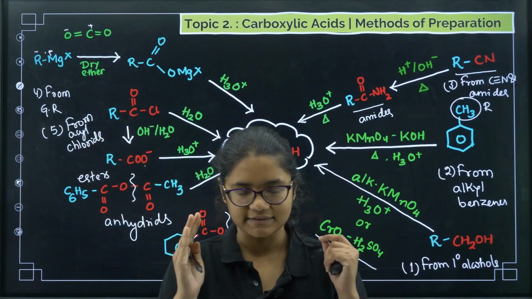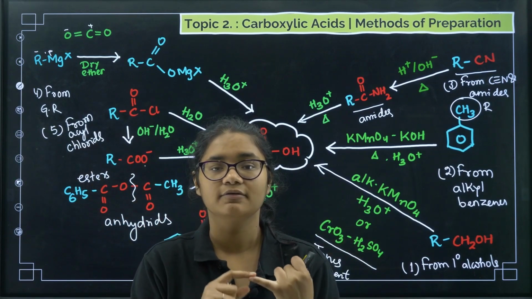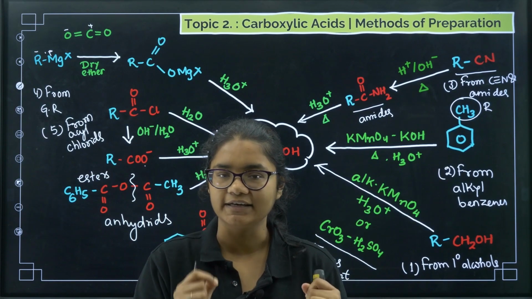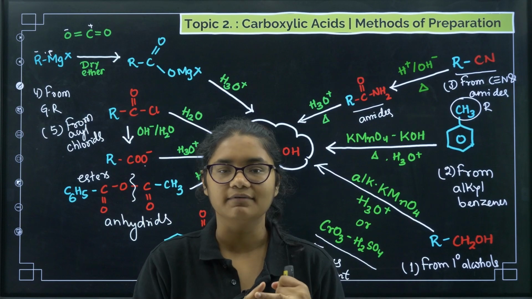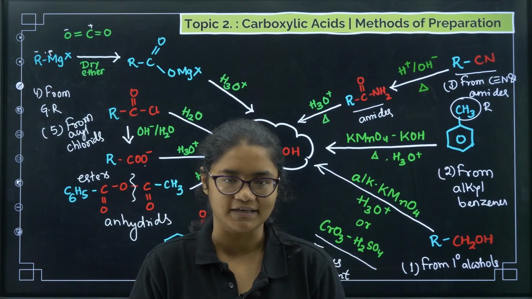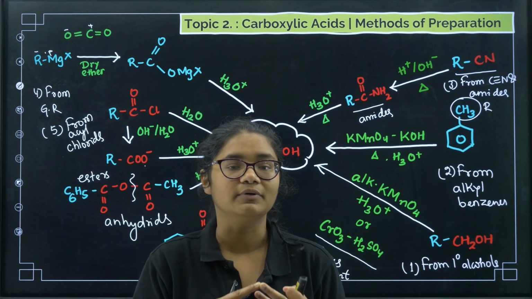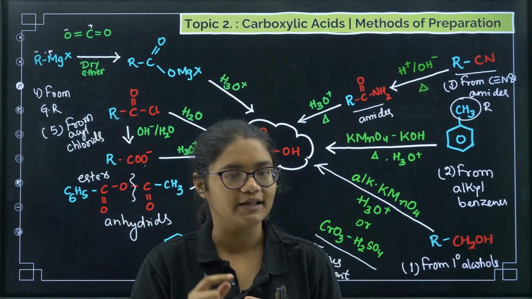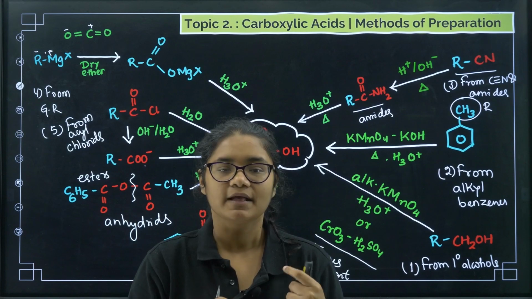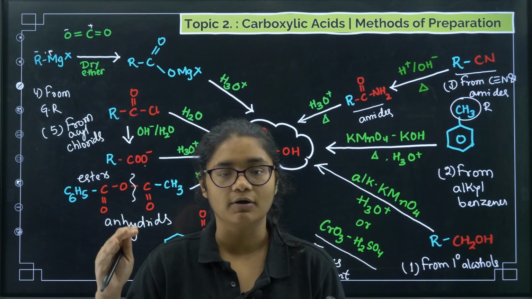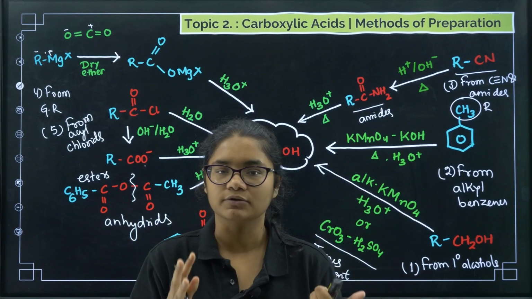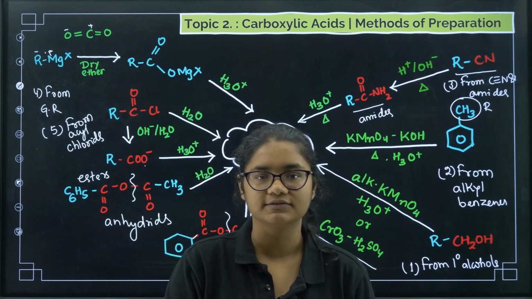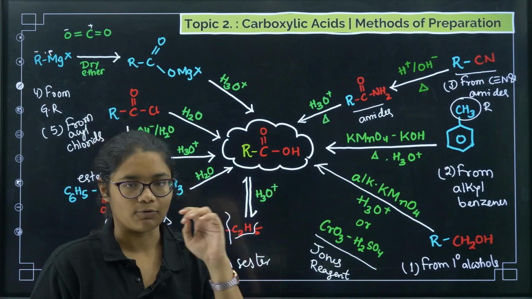Okay, so we have 6 methods of preparation. First one is from your primary alcohols. The reagent required here is any strong oxidizing agent. Second one we have from alkyl benzene, again strong oxidizing agent. Third one we have from nitriles or amides, here you have to do hydrolysis. Fourth one we have from Grignard reagent, you have to treat it with carbon dioxide. Then fifth one we have from your acyl chlorides and anhydrides. So here also you have to treat it with water. Then you have from esters, and esters also your hydrolysis will give you carboxylic acid.